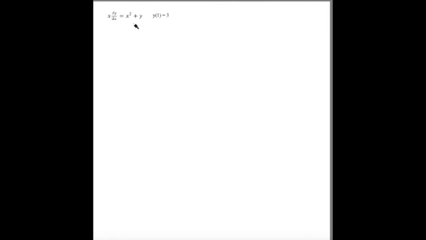In this example, we're going to be solving the linear differential equation x dy over dx equals x squared plus y, given the initial condition y(1) equals 3, using the integrating factor technique. We're first going to start by getting this differential equation into what's called standard form. We'll do this by first subtracting y from both sides.